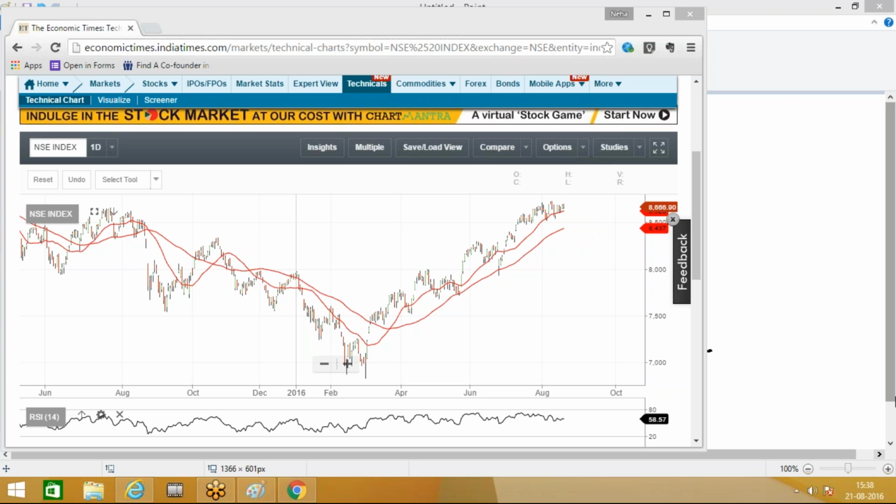Any other doubts regarding Fibonacci numbers? You are all aware about the various Fibonacci numbers that are there. I mean, the levels that we normally follow.